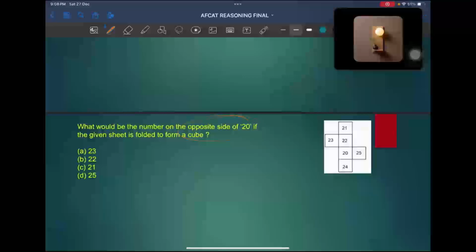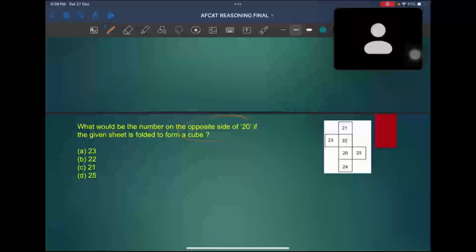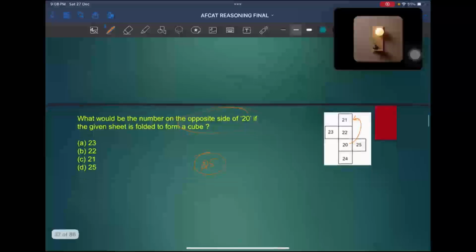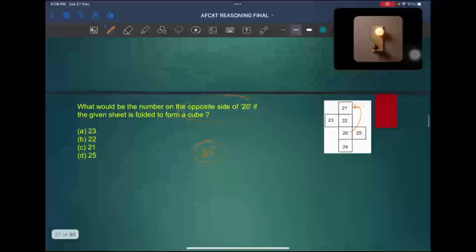Try to unmute and answer it. Just by looking at the cube, the open dice, you can answer it very quickly. 21. Yes, 21, because you just need to focus on alternate numbers, alternate boxes. For 20 it will become 21. What is one more question I am framing? What will be the opposite side of 25? 23, sir. Yeah, that's it. If you know this, it will be easy to answer.